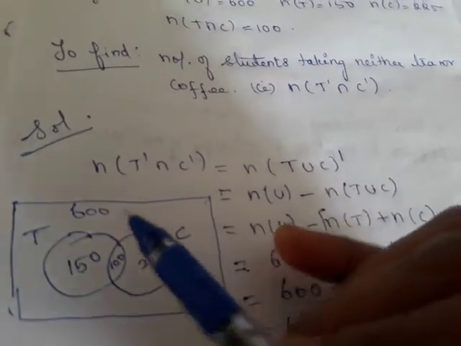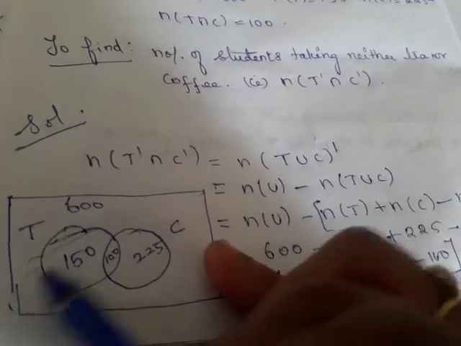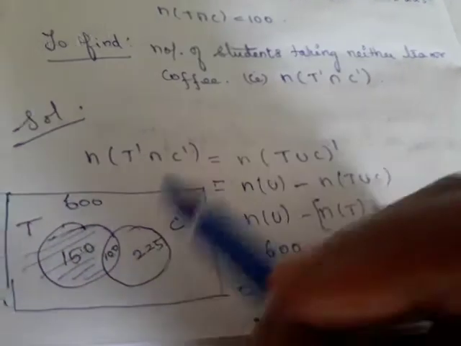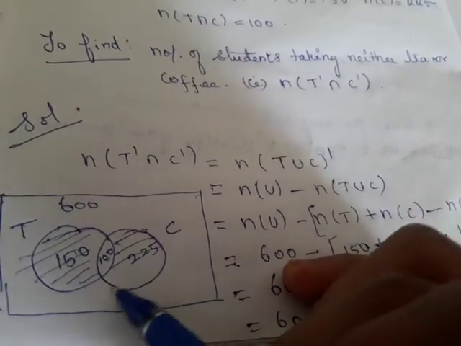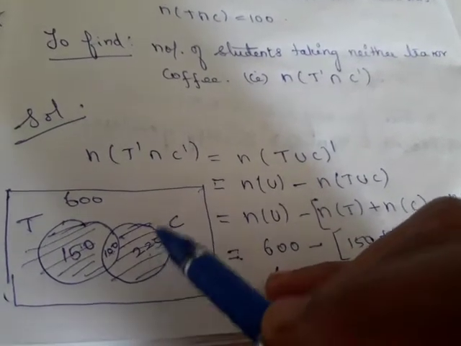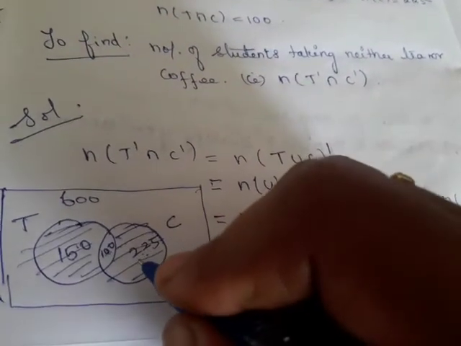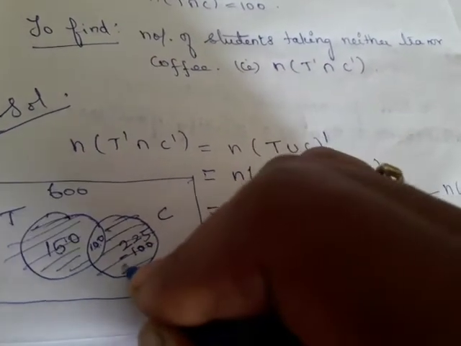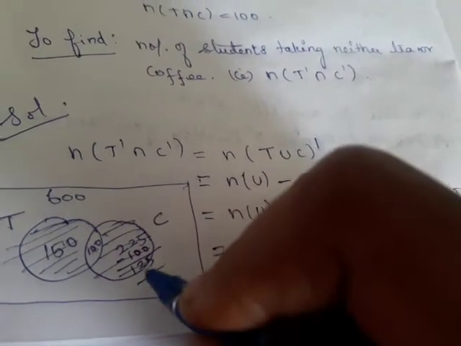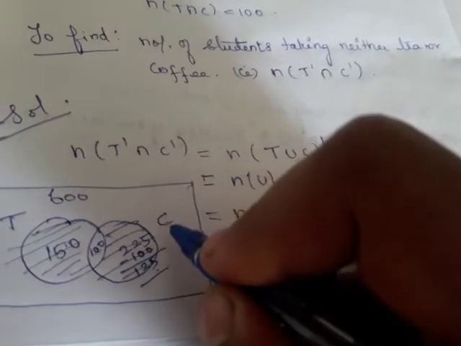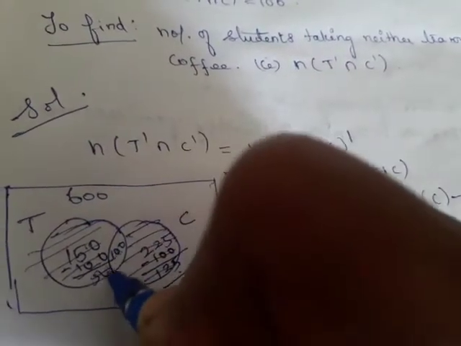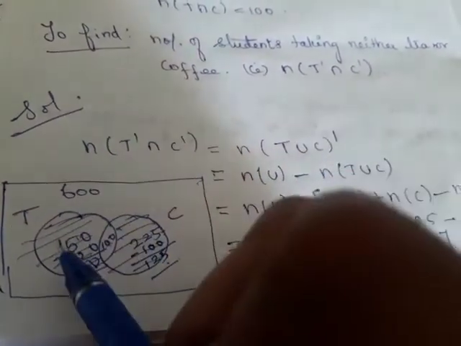Right? So if you want to know the number of students who drink only tea, what you should do? You should subtract this 100 from this 150. Similarly, here if you want to know the number of students who drink only coffee, you have to subtract this 100 from 225. So if you subtract this 100 from 225, what will happen? I am going to subtract this 100 from 225, which is nothing but 125. So 125 number of students drink only coffee. And here similarly, if you subtract this 100 from here, you will get 50. So this 50 students who drink only tea.